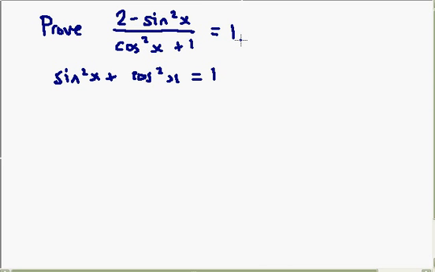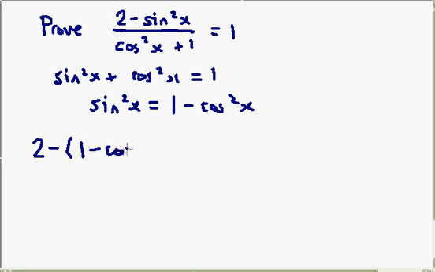Now, rule of thumb with problems like this, start with the most complicated looking side, in which case it's the left-hand side. Now, I've got a sine squared x at the top there, so I'm going to work with that, because I now know from this identity that sine squared x must be equal to 1 take away cos squared x, just by moving that cos squared x over to the other side of the equation. So now my left-hand side becomes 2 take away 1 minus cos squared x, because I've replaced sine squared x with 1 minus cos squared x, all over cos squared x plus 1.